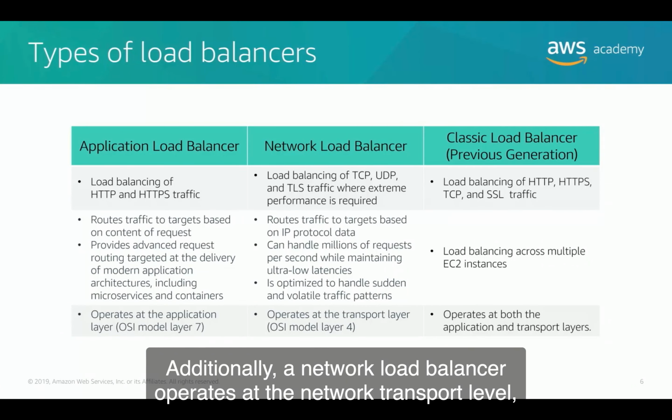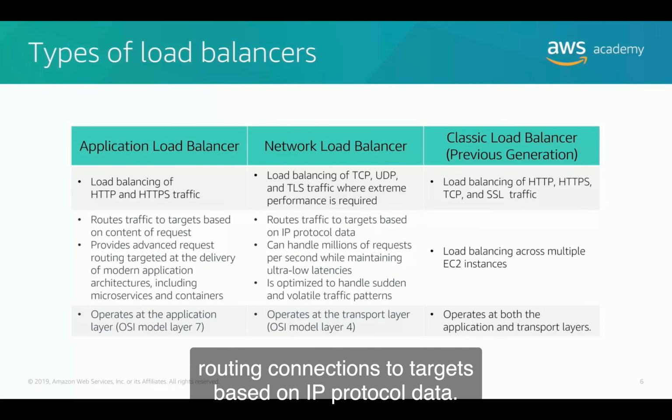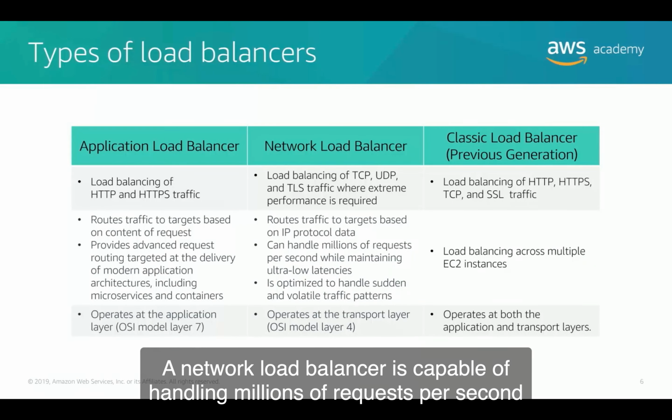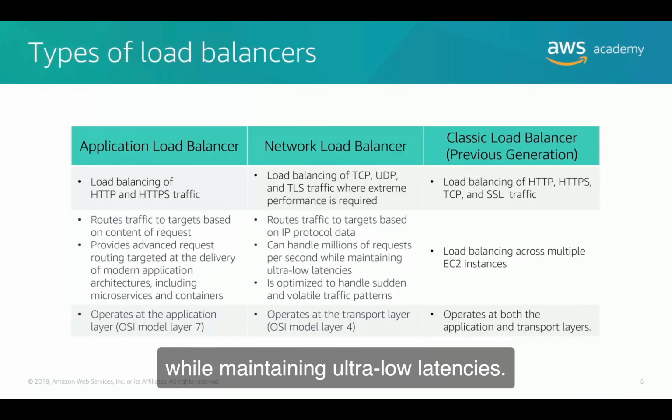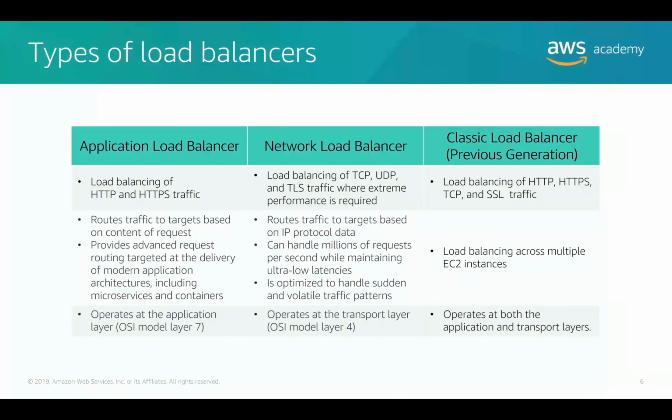Additionally, a Network Load Balancer operates at the network transport level, or layer 4, of the OSI model, routing connections to targets based on IP protocol data. It works well for load balancing both TCP and UDP traffic. A Network Load Balancer is capable of handling millions of requests per second while maintaining ultra-low latencies. It is optimized to handle sudden and volatile network traffic patterns.